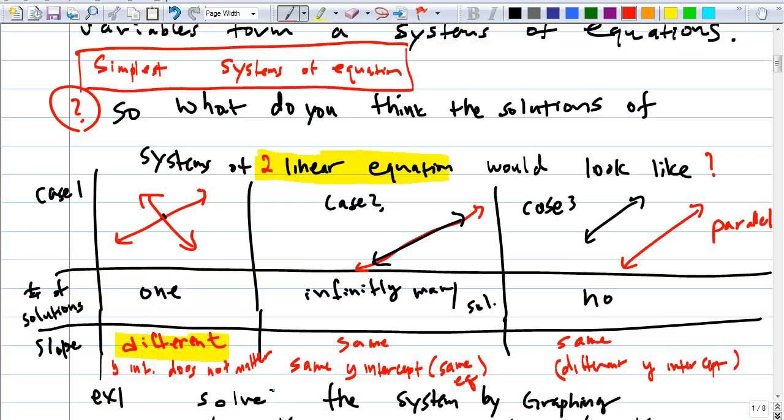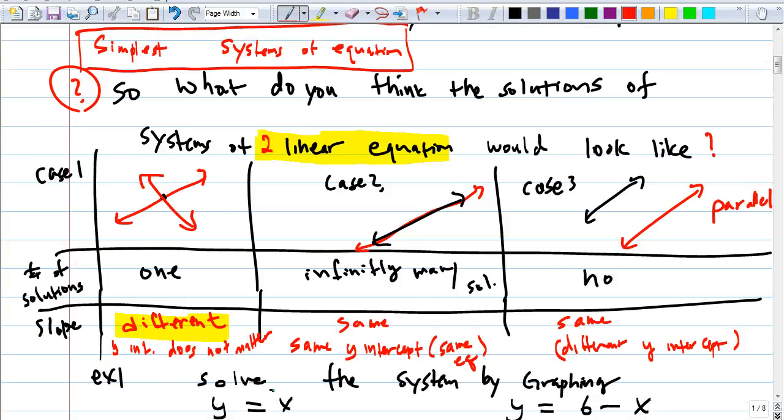I'm going to ask you to do example 1. Solve the system by graphing. Here are the two equations. y equals x. The other, y equals 6 minus x.